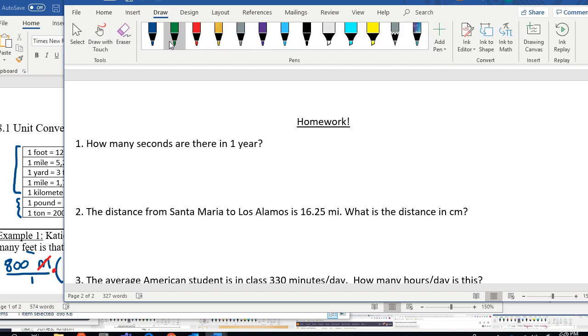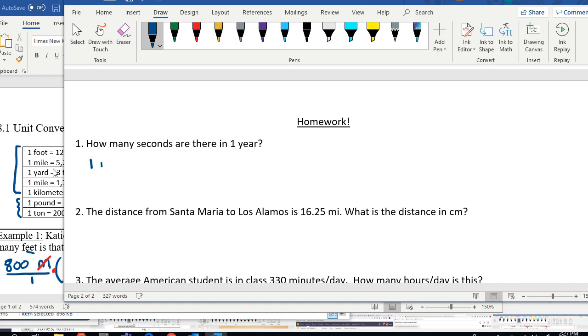So let me get my tools that I need. All right, so in the background, I have my conversion table right behind me, and I also have, at the bottom of my screen, my calculator. So I've got everything I need. How many seconds are there in 1 year?